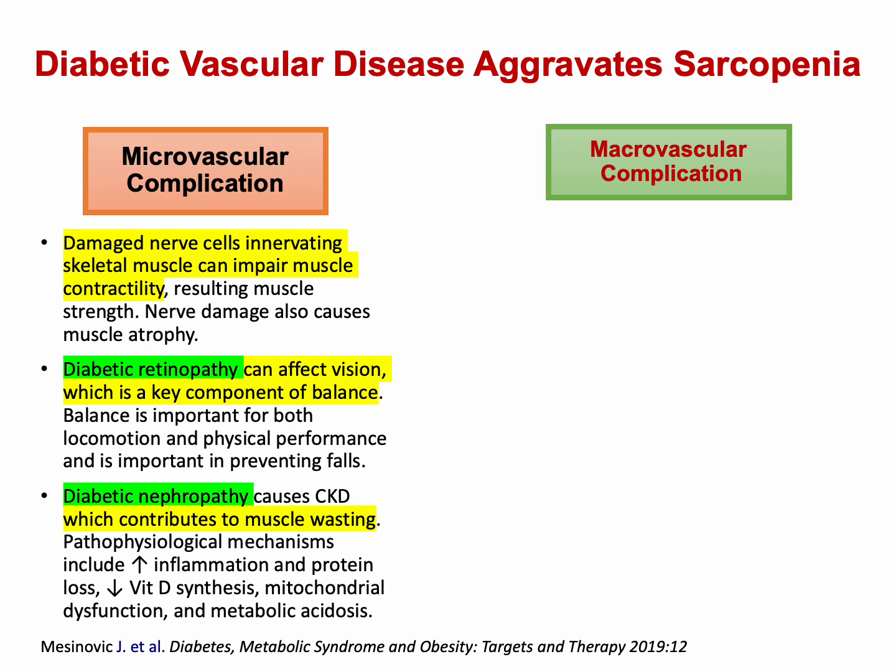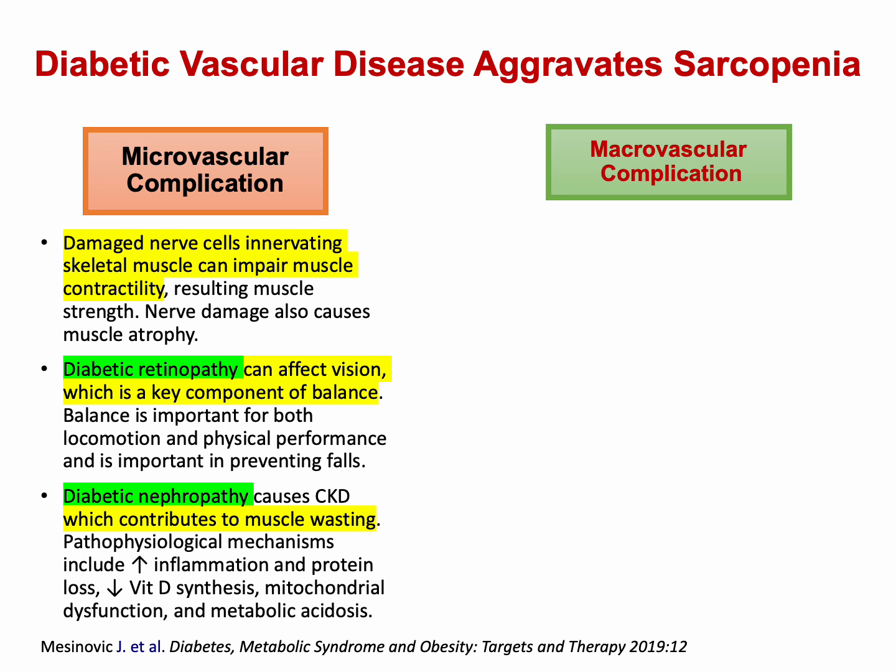Diabetic retinopathy can affect vision, which is crucial for balance, and good balance is essential for locomotion, physical performance, as well as prevention of falls. Diabetic nephropathy or CKD contributes to muscle wasting. The pathophysiologic mechanisms may include a lot, such as inflammation, protein loss, decreased vitamin D synthesis, etc.